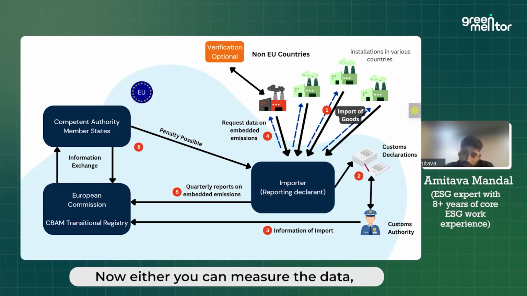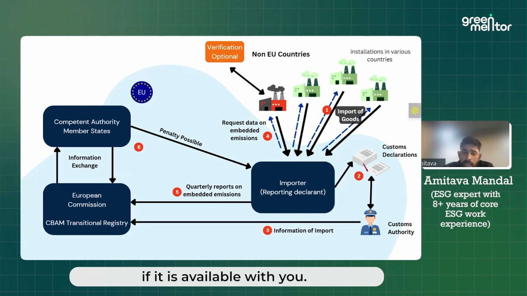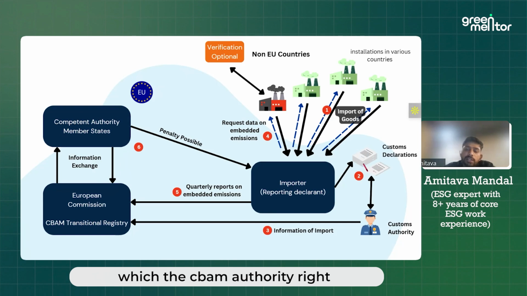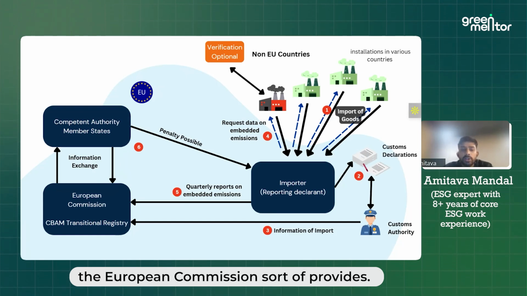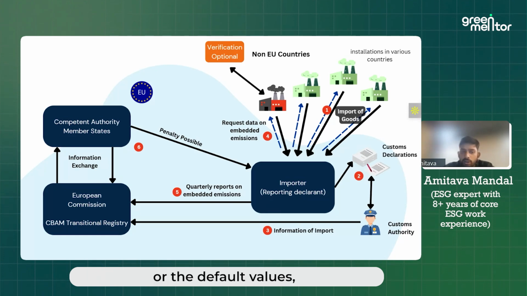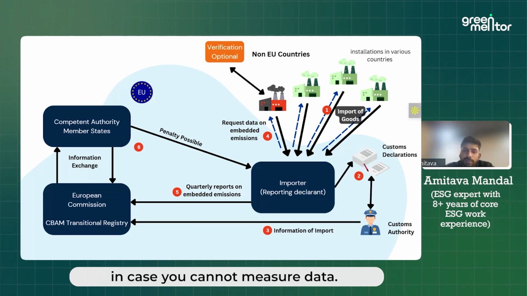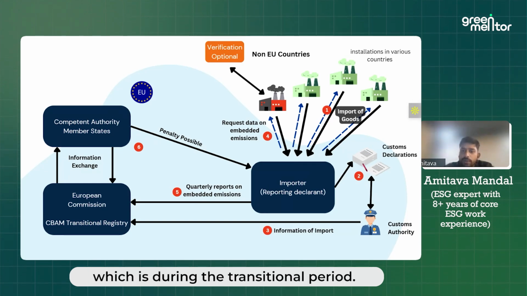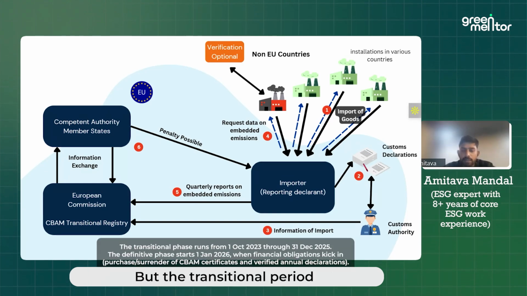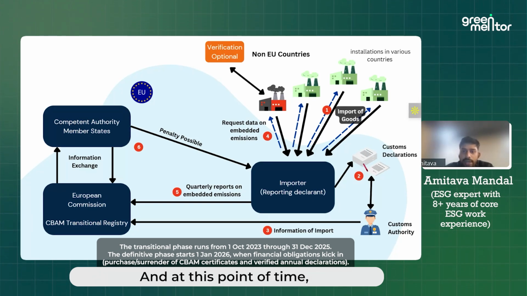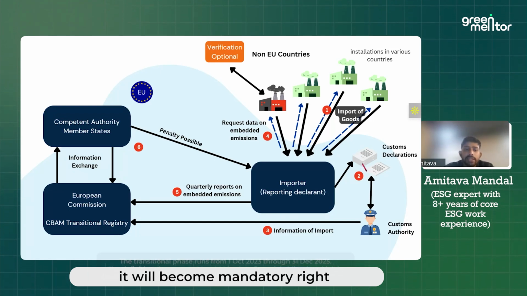Now, how does the supplier provide the embedded emissions data? Either you can measure the data if it is available with you. In case you're not able to measure the data, then there are some default values which the CBAM authority, the European Commission, provides. You can use this measured data or these default values in case you do not have measured data. Now, there is an option for third-party verification during the transitional period. But the transitional period ends sometime in January 2026. So right now we are in the transitional period, and at this point of time the verification is optional, but going forward, it will become mandatory, right?